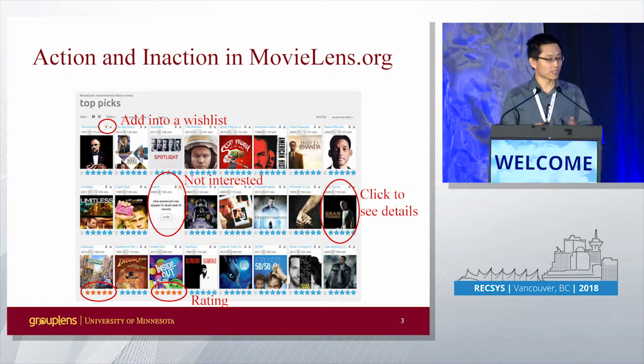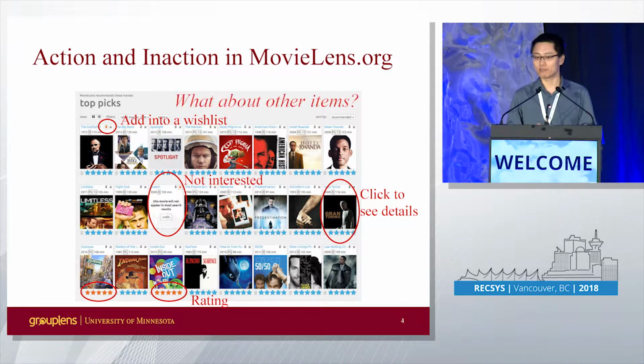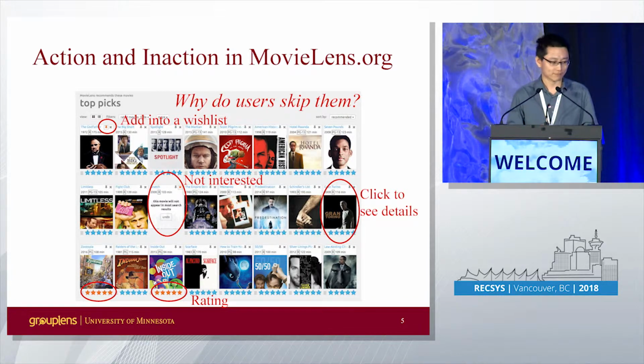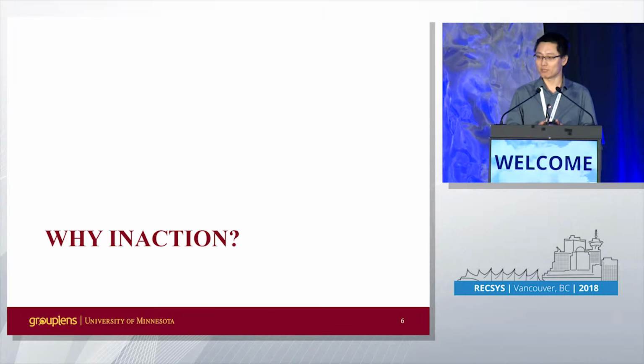What we ask, however, is not about those acted upon items. We ask, what about the other items that users did not interact with? What can we say after we observe that we show these recommendations to the user, but we didn't see any actions from the user? What are the potential reasons why a user would skip them? Okay, before I answer that question, first we ask this question.